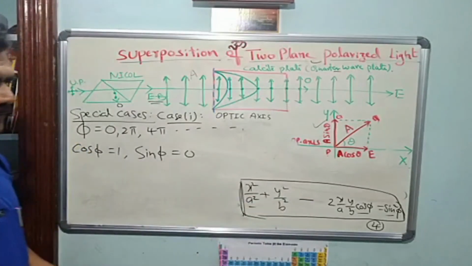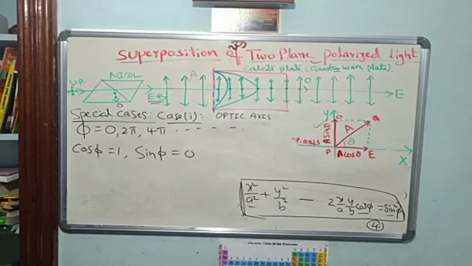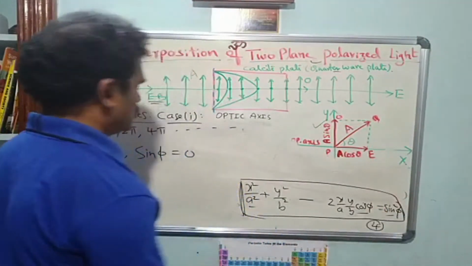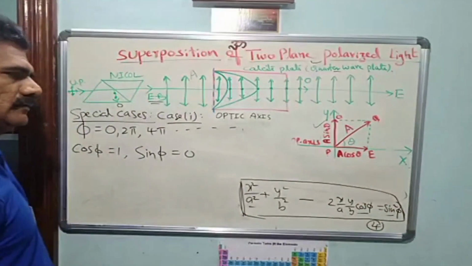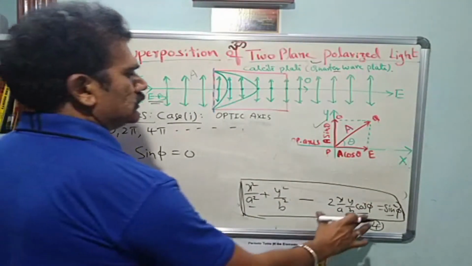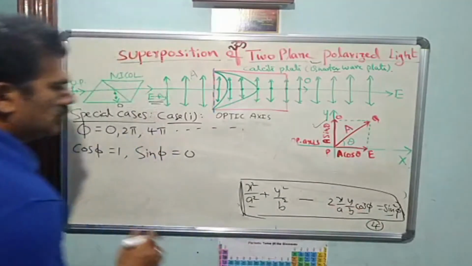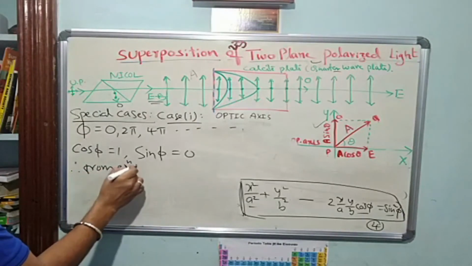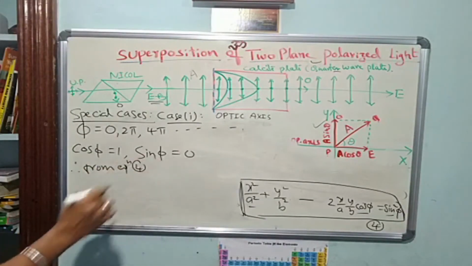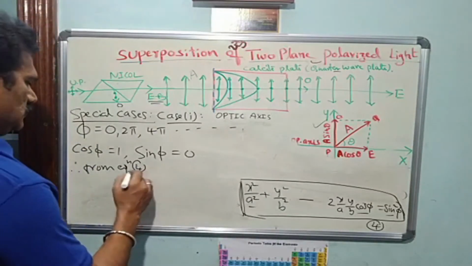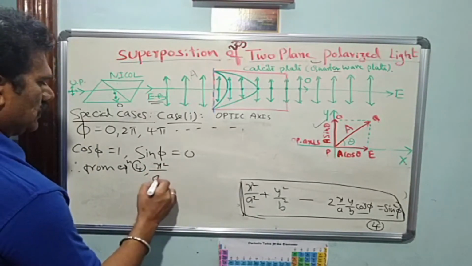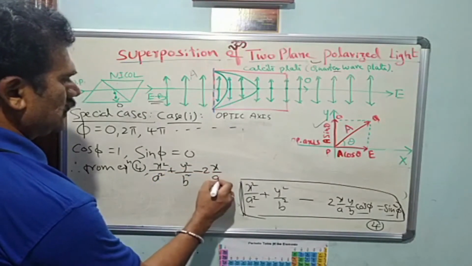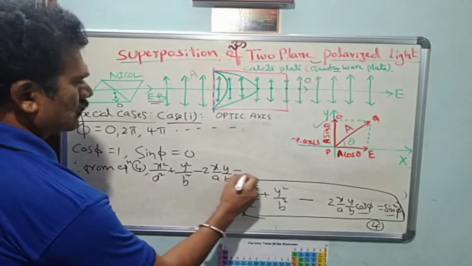Then look at equation 4. How does it reduce? Here sin square phi is there. This term goes, because sin phi is 0, so sin square phi also will be equal to 0. So we are left with cos phi equal to 1. Then the simplified equation from equation 4, that is our reference equation, the standard equation of ellipse, becomes x square by a square plus y square by b square minus 2 into x by a, y by b is equal to 0, right?